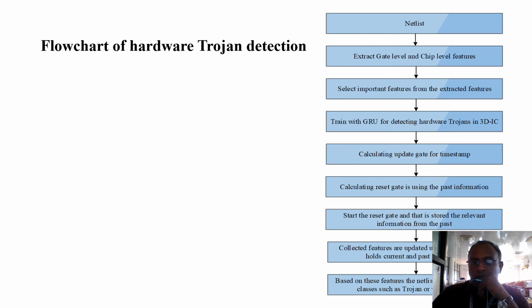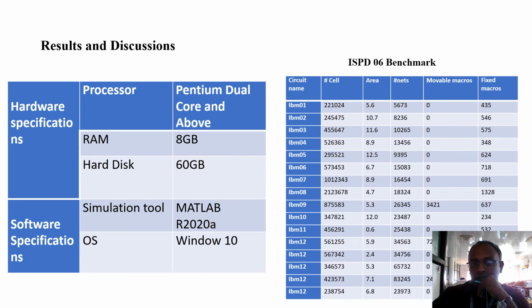So this is the flow chart. We start with the netlist, extracting the gate and chip level features, selecting the important features from the extracted features, training with GRE, and updating the GRU timestamp. The timestamp is calculated using the reset gate, which uses the past information. Then the update gate is started, and relevant information from the past is stored. Collected features are updated and hold the current information. Further, features will be looking at the netlist as well as the project effect.